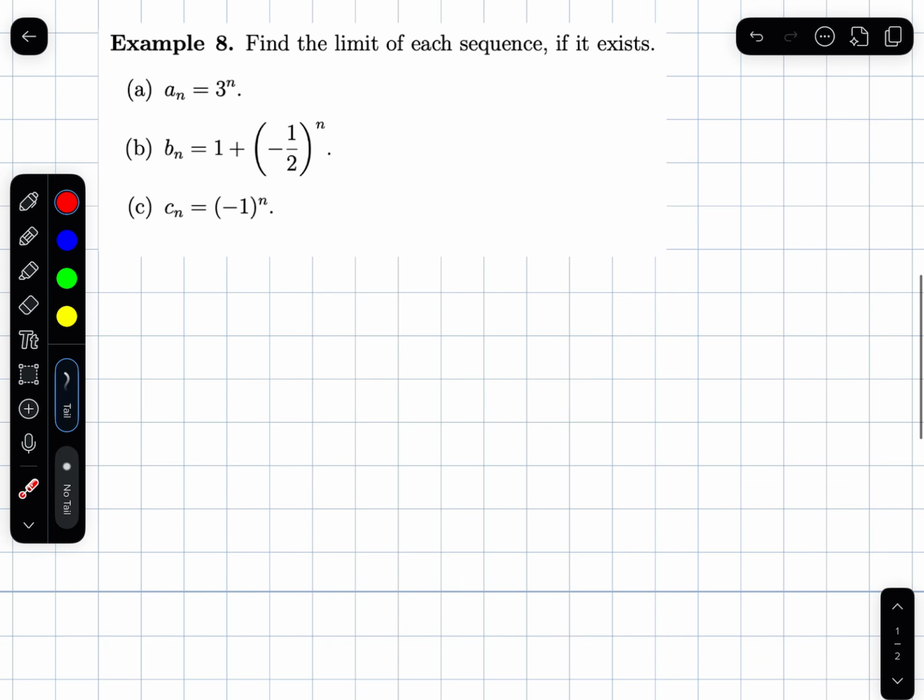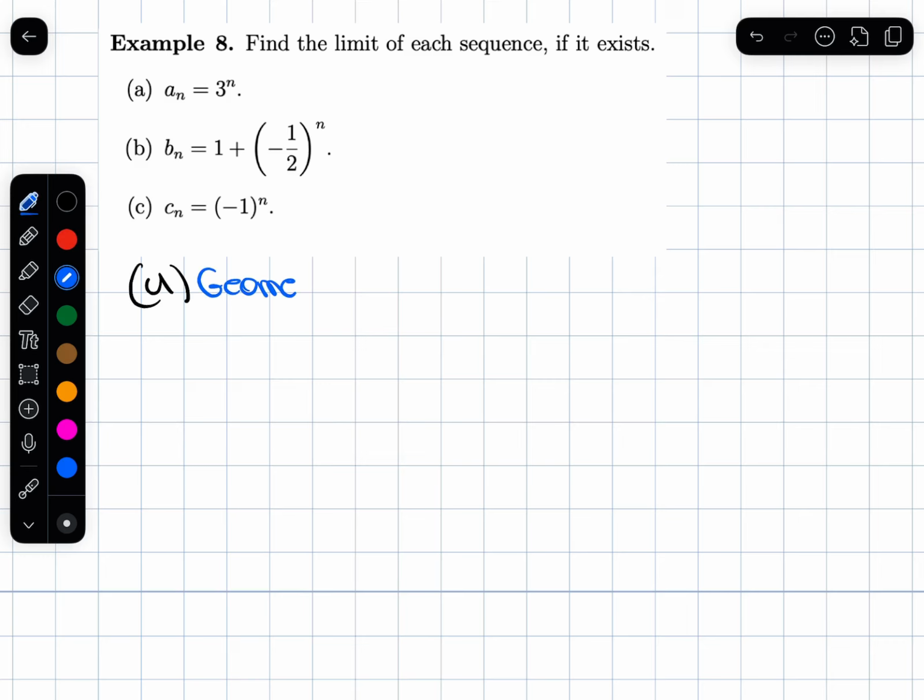So, a simple example here: can I find the limit of a sequence if it exists? Item A here, I can say that it's geometric with common ratio 1.